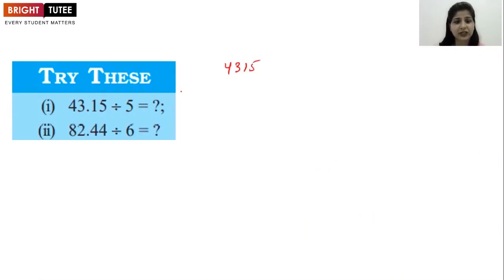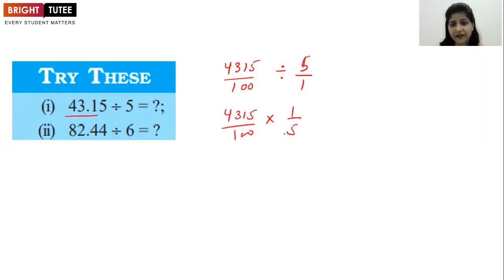Next, if we solve 43.15, if I remove the decimal, it will be 100 here, divided by 5 upon 1. Now 4315 upon 100 into 1 upon 5 will come. Can we cancel it with 5? Yes, for sure we can cancel, as at the last there is 5.